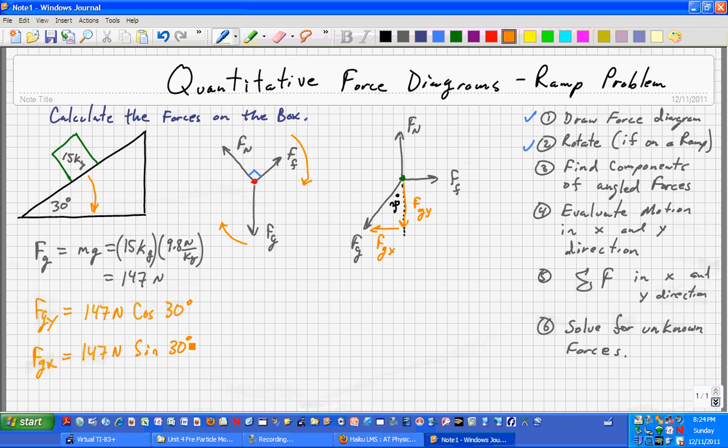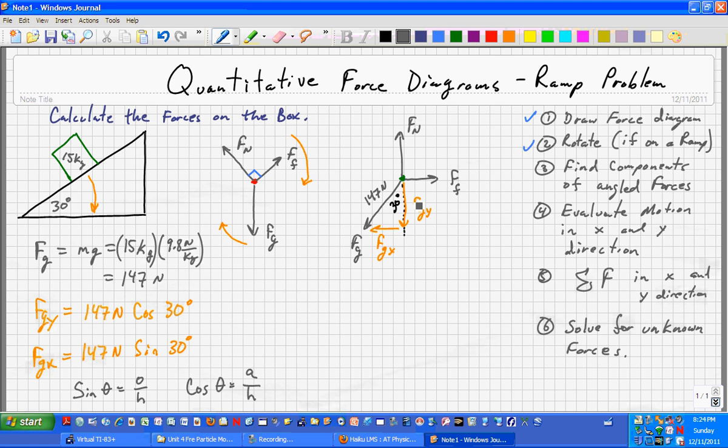Let me just briefly outline that for you. Sine of an angle is equal to the opposite over the hypotenuse. Cosine of an angle is equal to adjacent over hypotenuse. This is my hypotenuse, 147 newtons is my hypotenuse. So this would be my opposite. This would be my adjacent to the angle, and I can just solve for the leg of the triangle that I need.